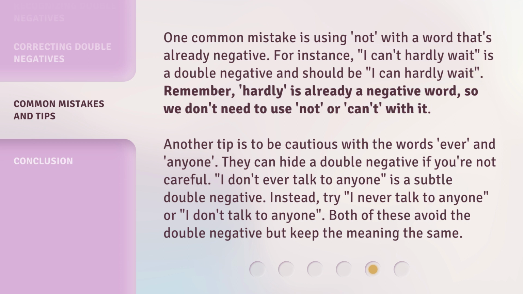Another tip is to be cautious with the words ever and anyone. They can hide a double negative if you're not careful. I don't ever talk to anyone is a subtle double negative. Instead, try, I never talk to anyone, or, I don't talk to anyone. Both of these avoid the double negative but keep the meaning the same.